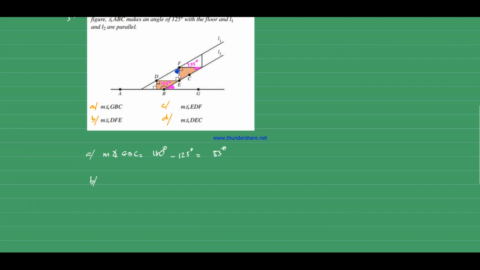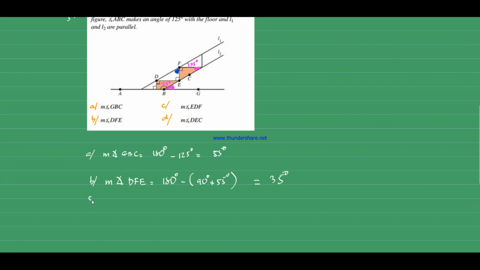So in order to find EFD, we're going to take 180 minus the sum of 90 plus 55. So minus 180, this gives you 35 degrees. Okay.